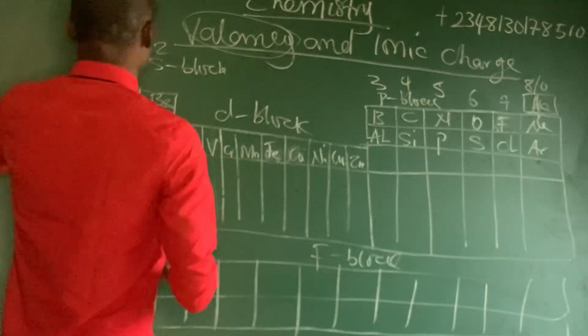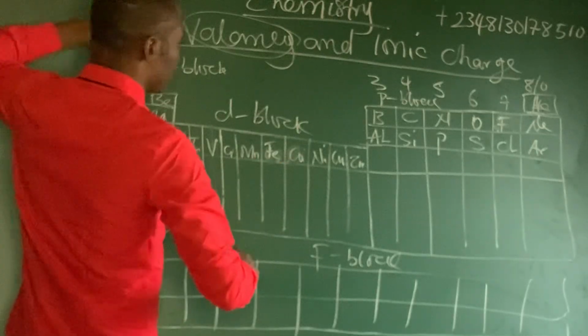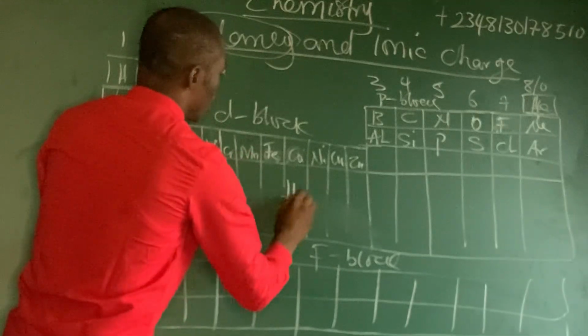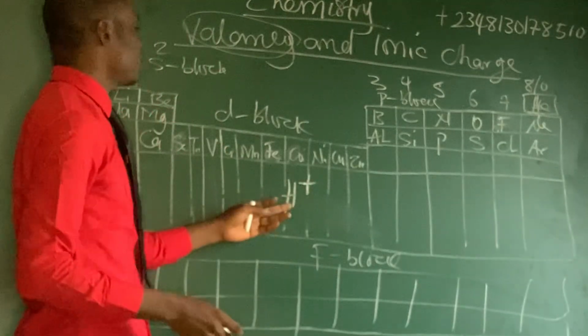All right, so in group 1, you'll find out that hydrogen, I'll need a space here, hydrogen is always written +1. So why is hydrogen written +1?